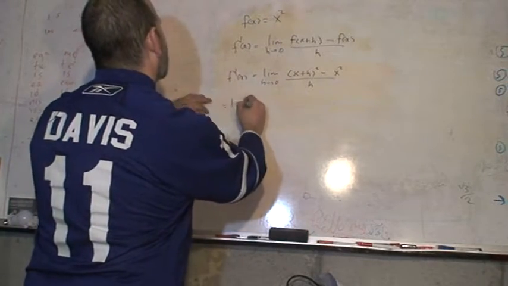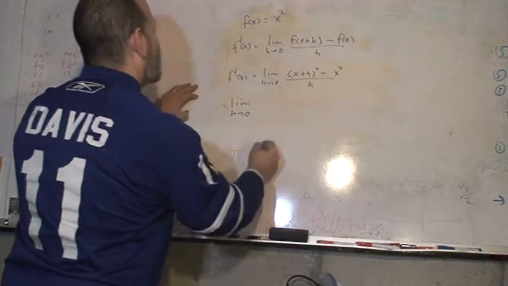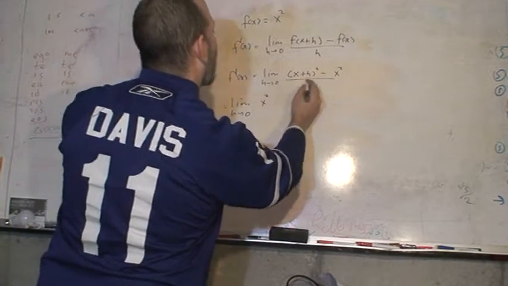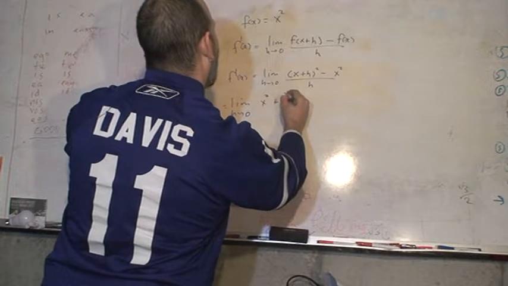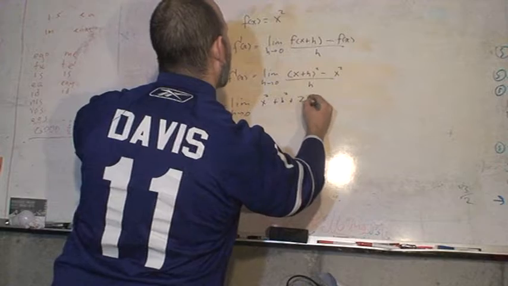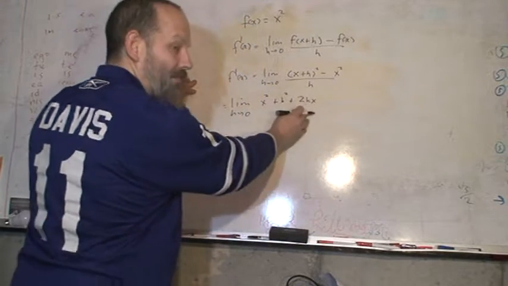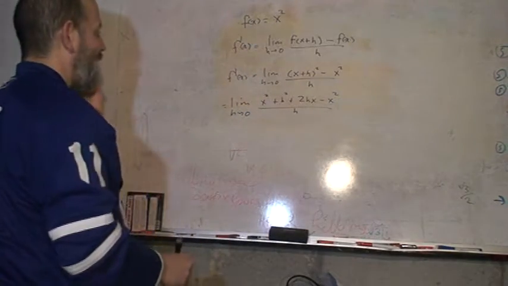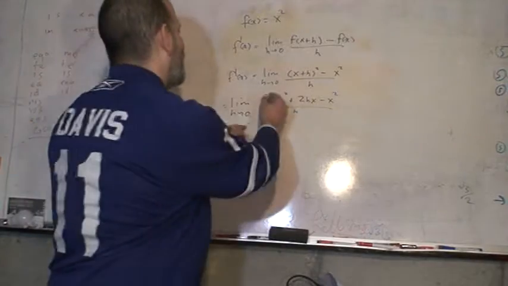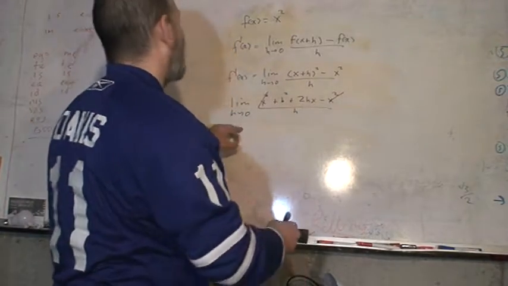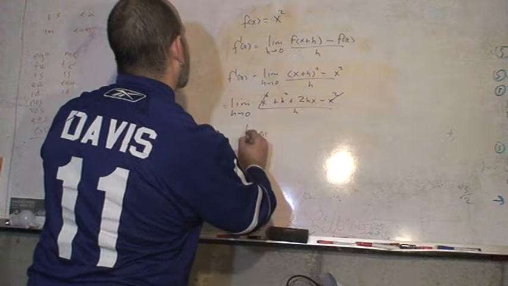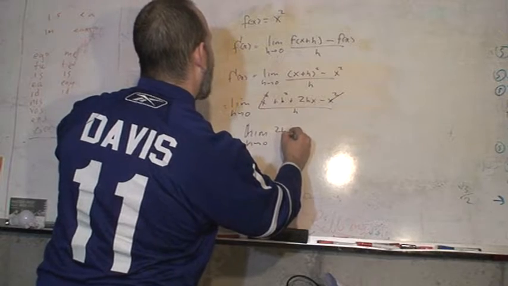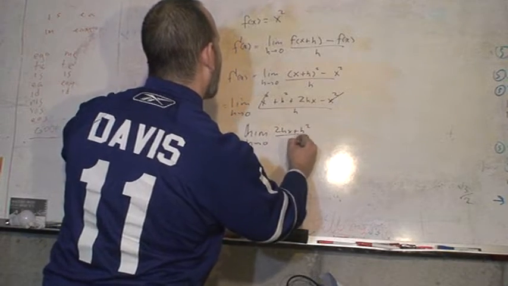Okay, this is going to be equal to the limit as h goes to 0 of x squared plus h squared plus 2hx, right, minus x squared all over h. Okay? Now, this x squared, that's gone. So let's simplify. So this is the limit as h approaches 0 of 2hx plus h squared all over h.